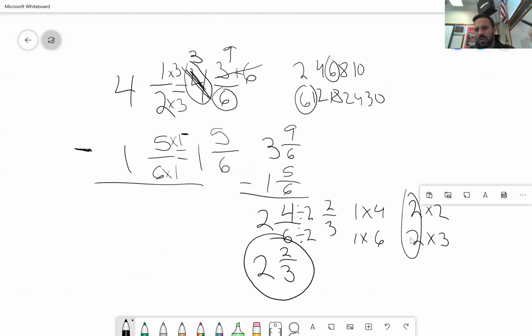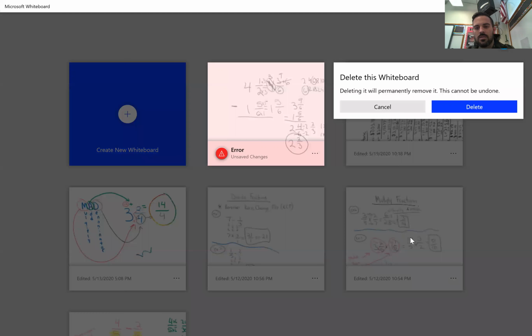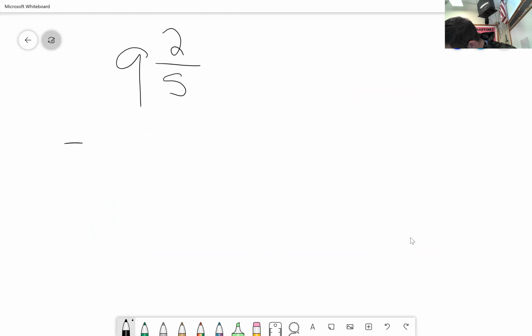All right. Let's do another one just so we can refresh, just so we can get some extra practice. Let me delete this so I can save some space and open up a new whiteboard. Okay, so let's try another one: 9 and 2/5 minus 3 and 3/4. First things first, find the common denominator of 5 and 4.